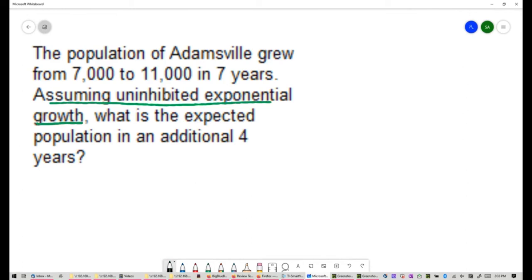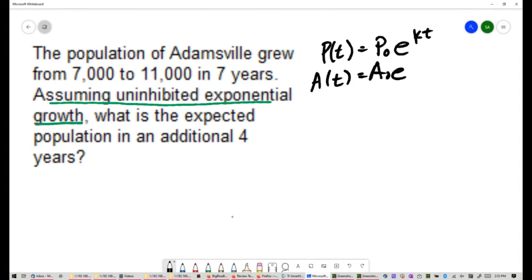So there are two formulas that are really the same formula using just different letters. So you can use the formula with P's for population. P of t equals P naught e to the kt. The one with A of t equals A naught e to the kt. Like I said, they're really the same formula. P for population, A for amount.